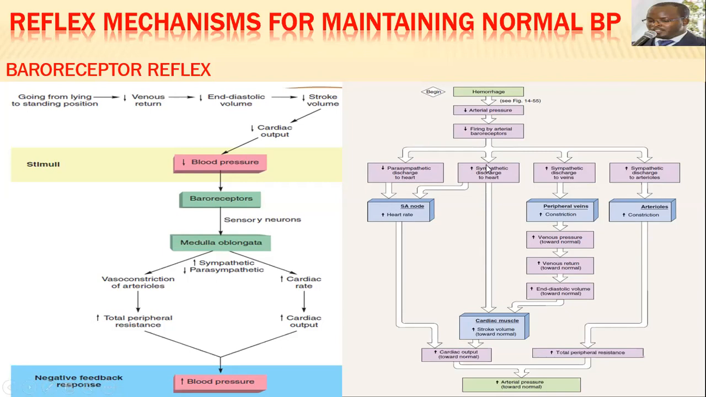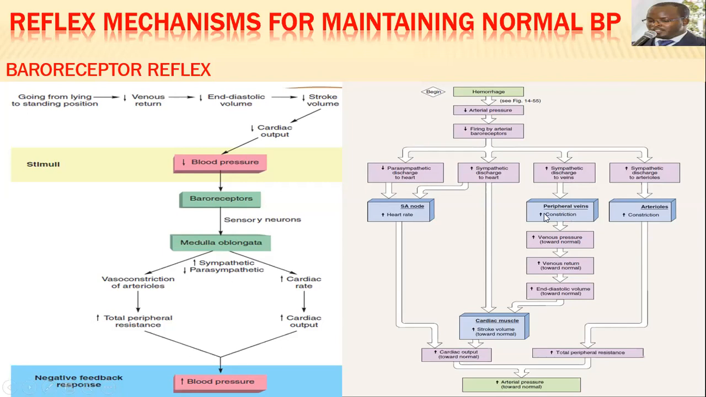The sympathetics themselves, when you have an increase, they have an effect on the cardiac muscle. They will increase the stroke volume. So the contractility of the cardiac muscles is going to increase as a result of the sympathetic discharge. The norepinephrine is going to have a positive inotropic effect on the heart. The contractility is going to increase, the cardiac output is going to increase, then the arterial pressure is going to increase.